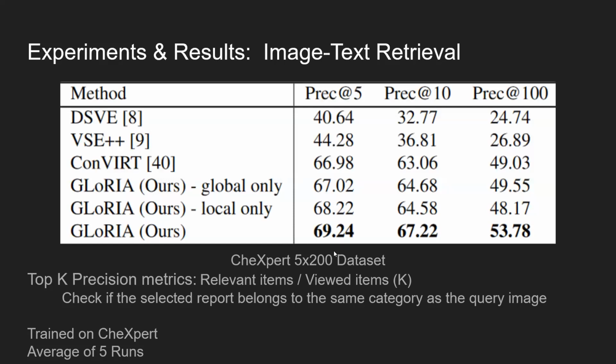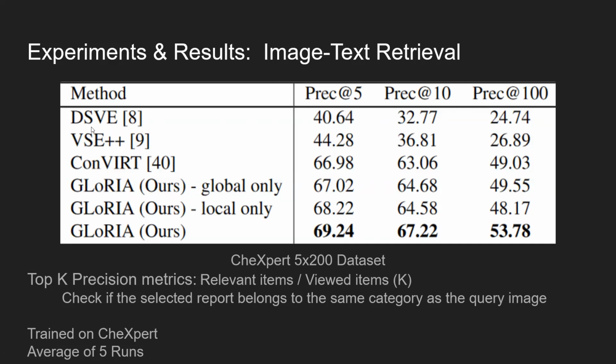So to begin explaining their results, I want to explain this is a precision at K metric, which is a top K precision metric. It's relevant items over viewed items K, with K being 5, 10, and 100. They check if the selected report belongs to the same category as the query image, and that's how they calculate this. It was trained on CheXpert, and this is the average of 5 runs.